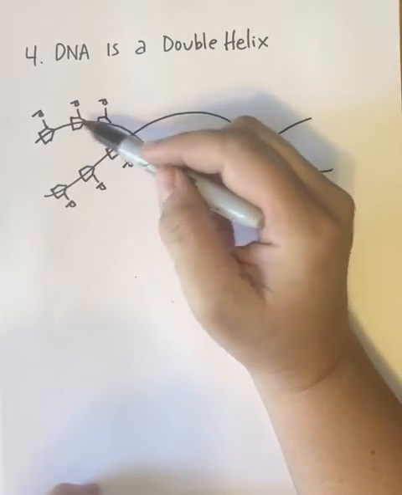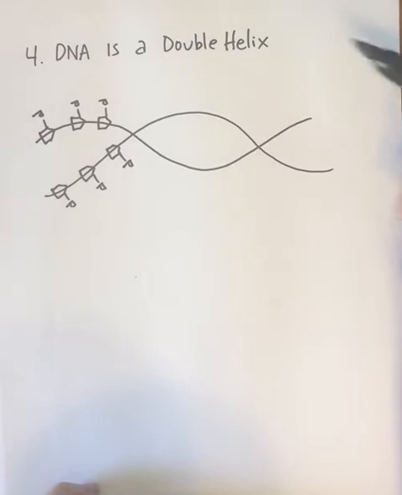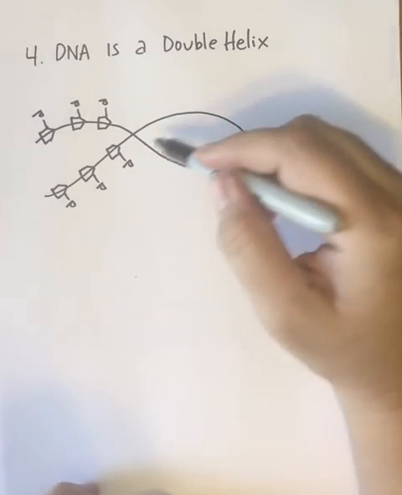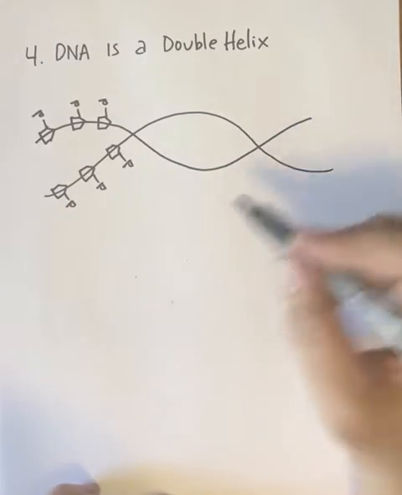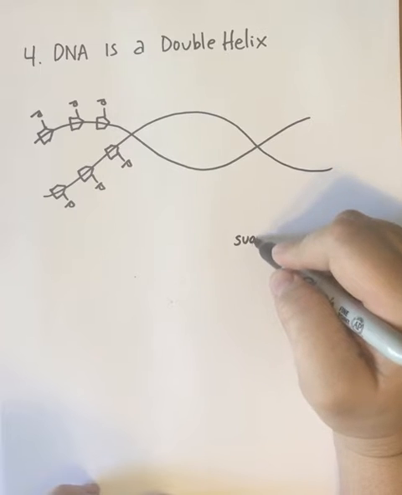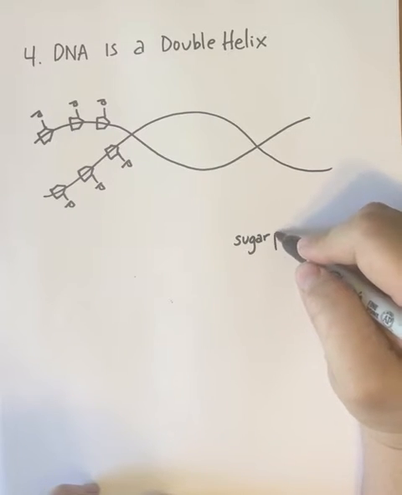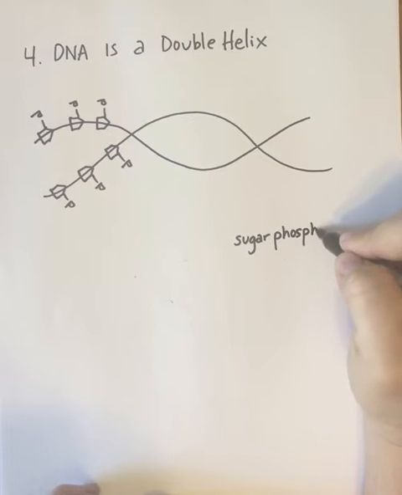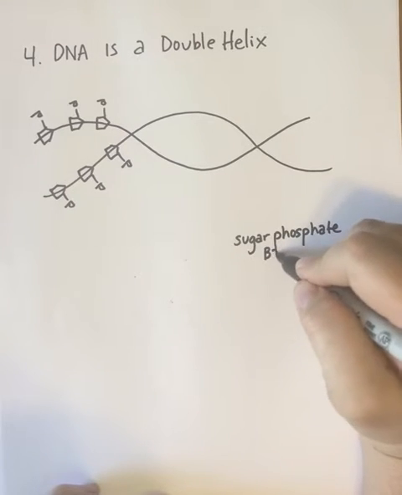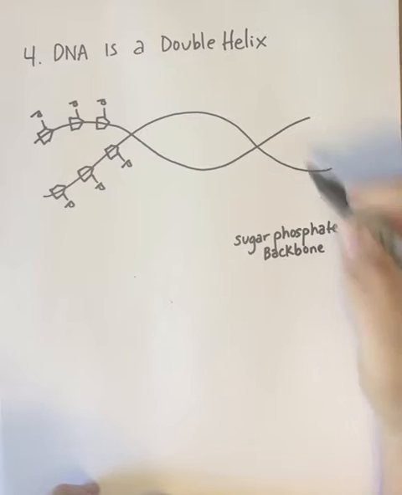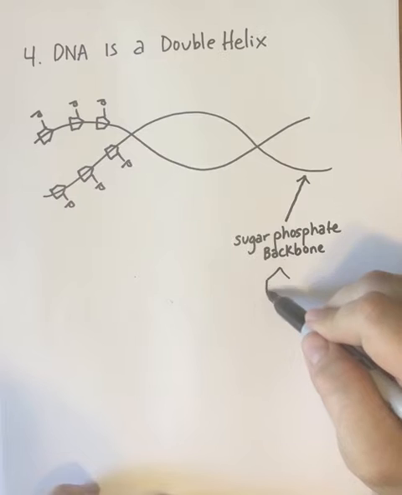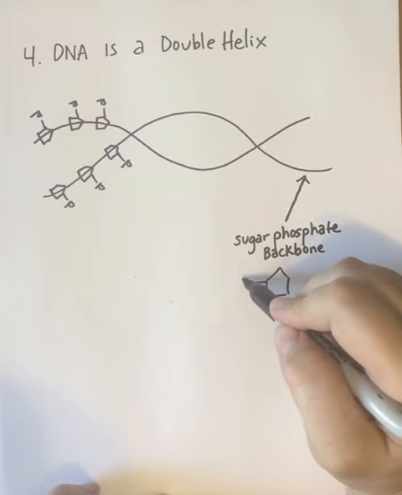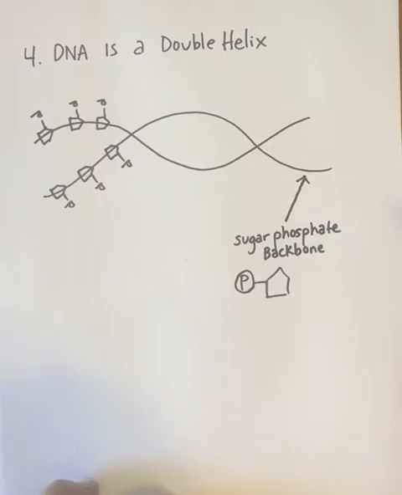So right here we have 3 on this side and 3 on this side. When we talk about this line, when we talk about DNA, we call that line the sugar phosphate backbone. That's what the line represents. So literally it's deoxyribose, which is the sugar, and phosphates attaching to the outside. That's the line, the sugar phosphate backbone.